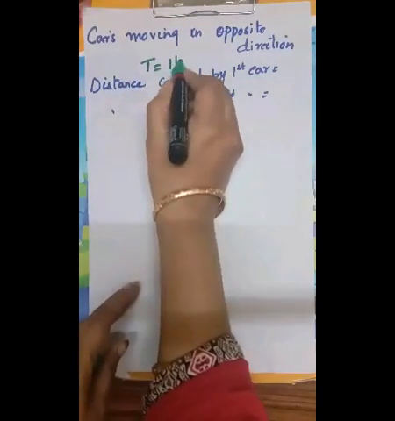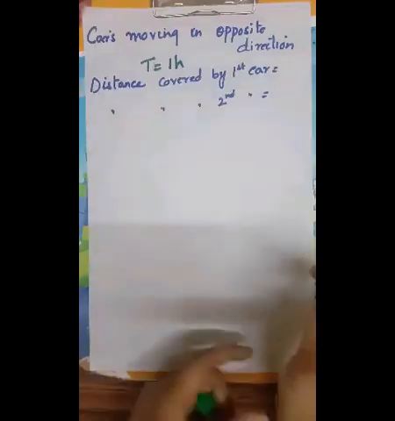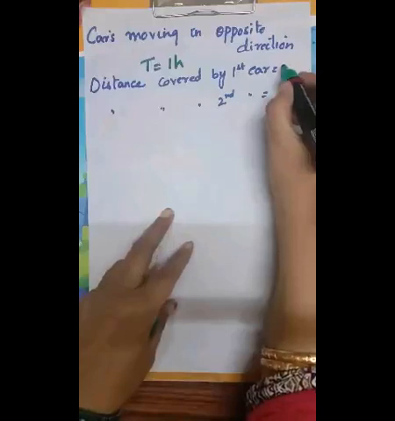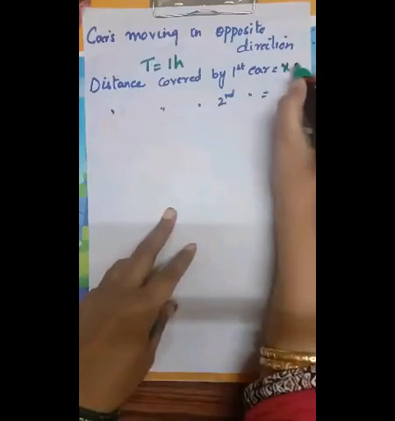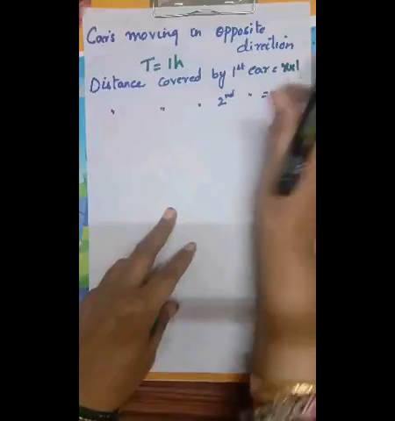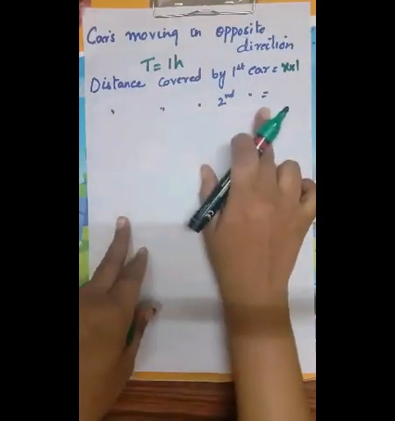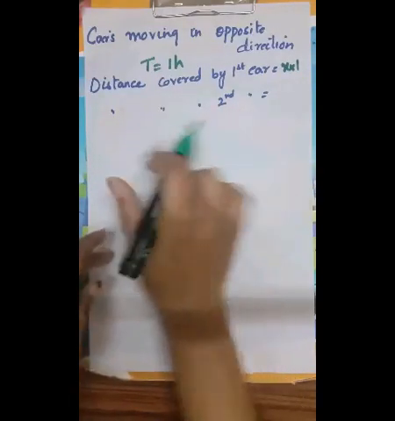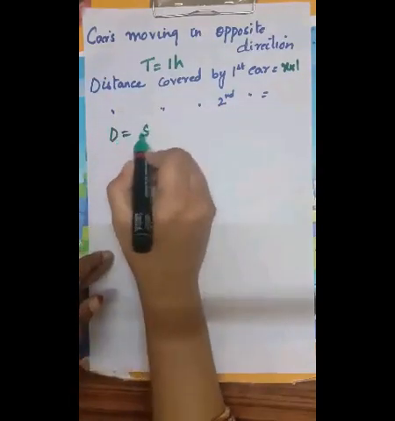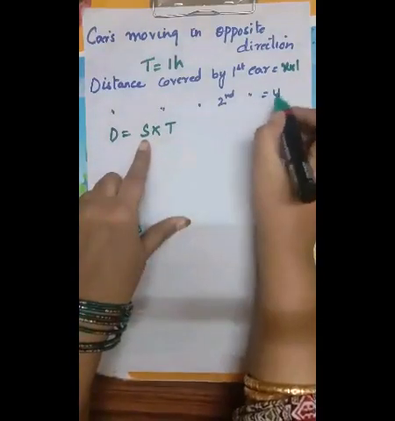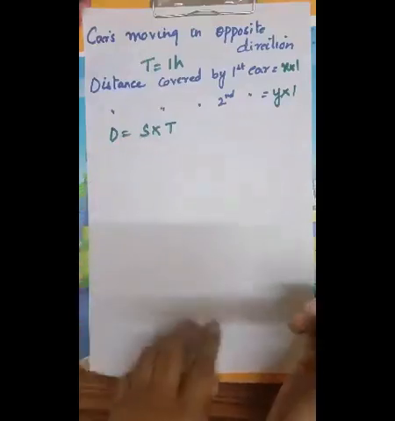1 hour. Time taken is 1 hour. What is the speed? Distance is equal to speed into time. What is our speed? The first car's speed is x. What is the time? 1. So that is 1x, or x. What is the speed of the second car? What is the distance covered by the second car? What is the formula for distance? Distance is equal to speed into time. The second car's speed is y, into 1, that is nothing but y only.